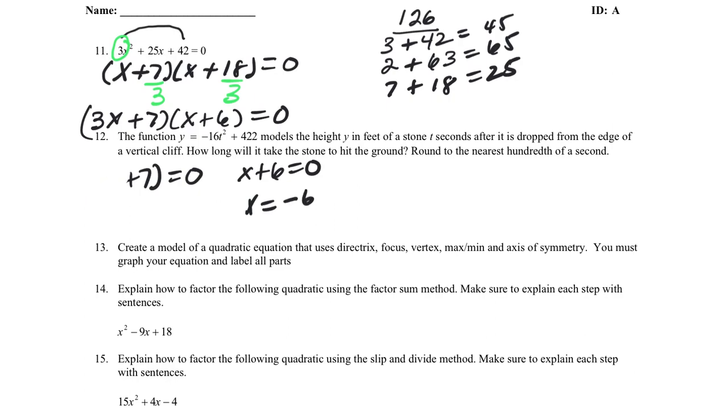Let me fix this. I don't know why I put parentheses. So you have 3x plus 7 equals 0, 3x equals negative 7, divided by 3. So your answer is negative 7 over 3, and your other answer is x equals negative 6. If you want to check, you can graph this and use Desmos to check for the answer.